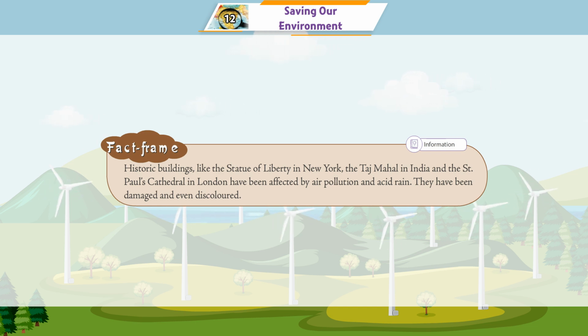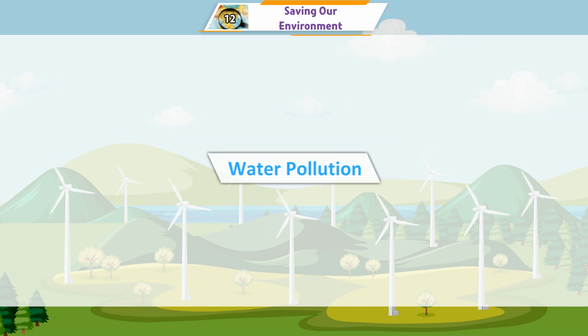Fact frame. Historic buildings like the Statue of Liberty in New York, the Taj Mahal in India, and the St. Paul's Cathedral in London have been affected by air pollution and acid rain. They have been damaged and even discolored.